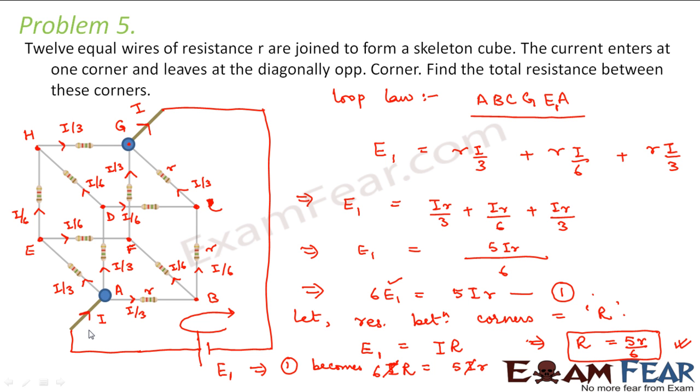So this is one method of calculating the equivalent resistance between the corners, and the other method I had already shown you in the previous lesson. I hope now it is clear what Kirchhoff's law is, the junction law as well as the loop law, and how we apply them. As you keep practicing a few more problems, things will be clearer to you.